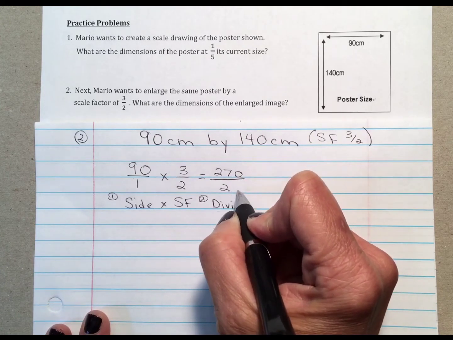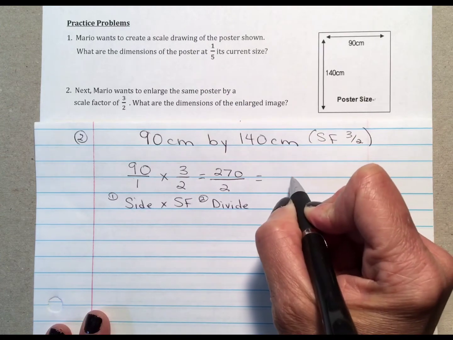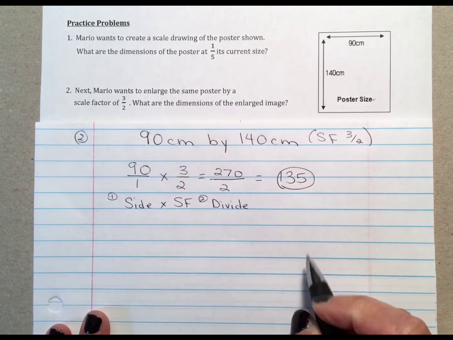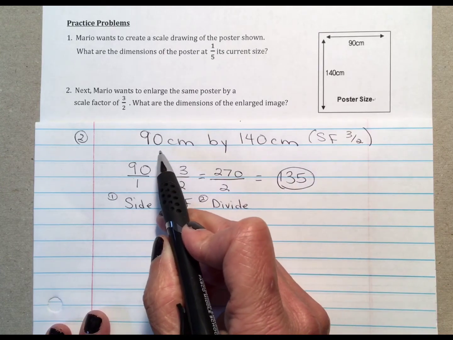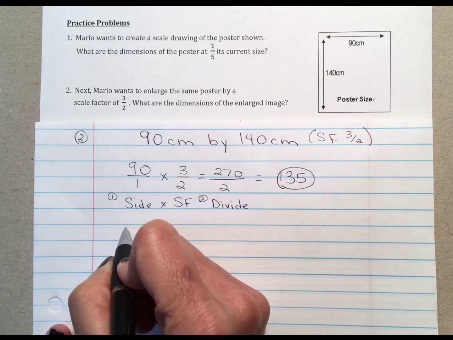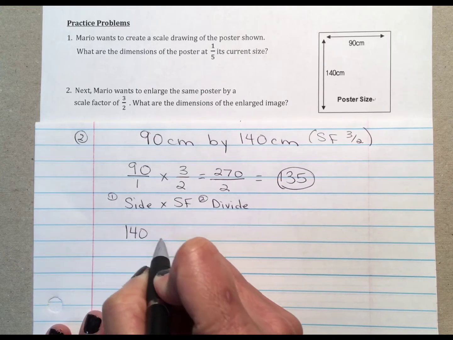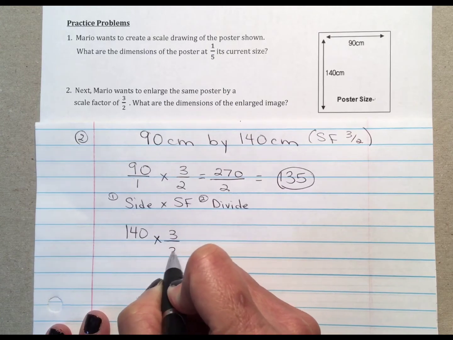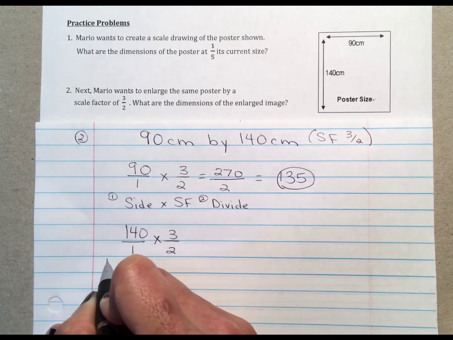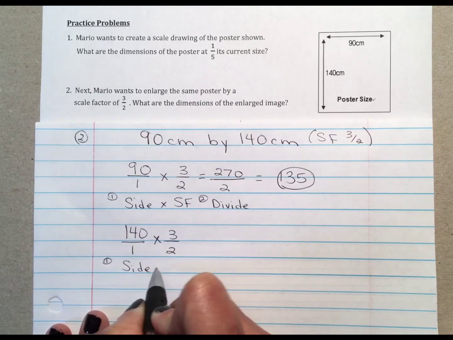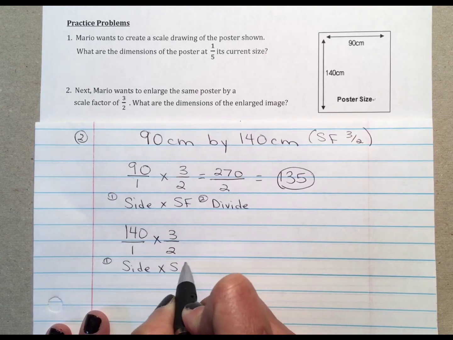270 divided by 2 is equal to 135. And notice that side has now increased. Then we're going to take the next side, 140 centimeters, and increase that by a scale factor of 3/2. So again, number 1, we want to take the side times the scale factor.